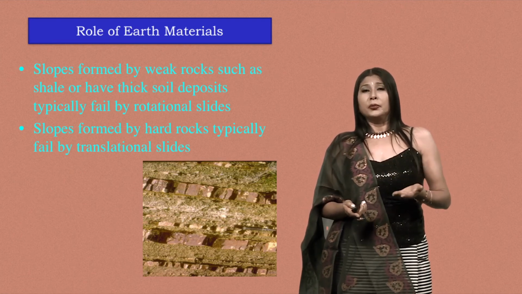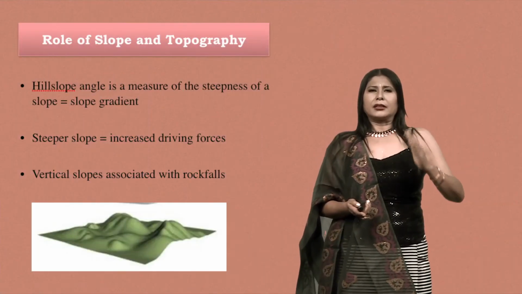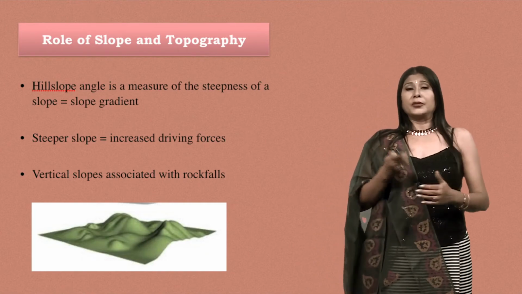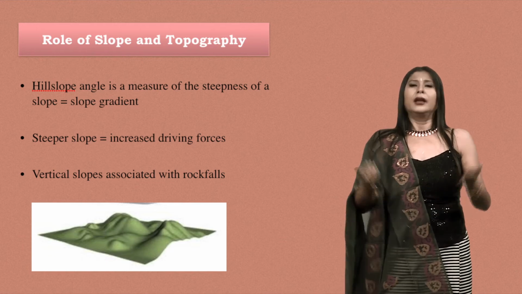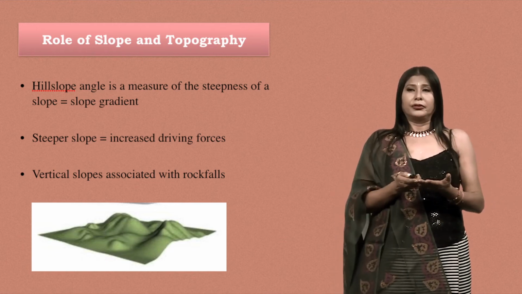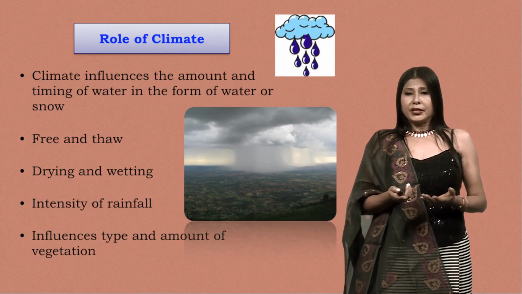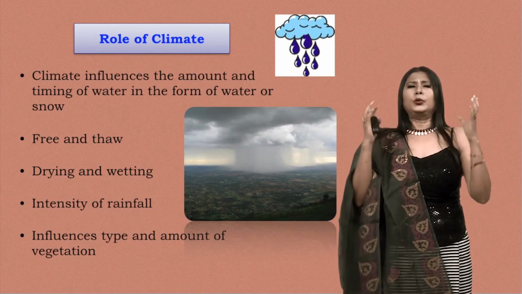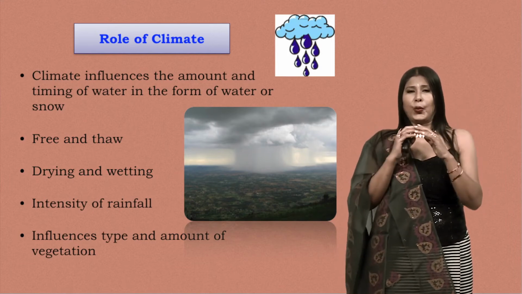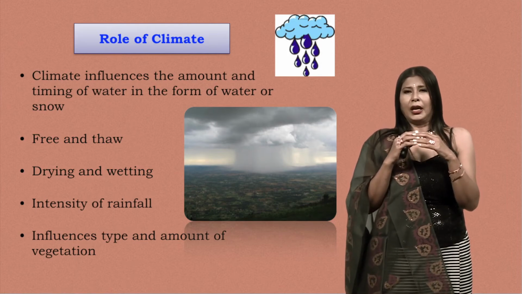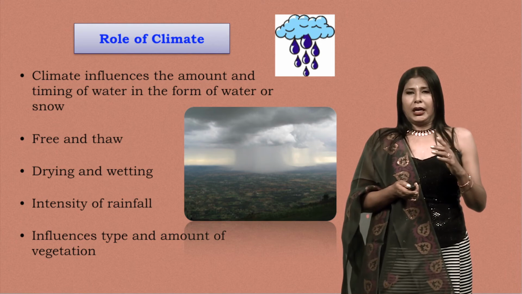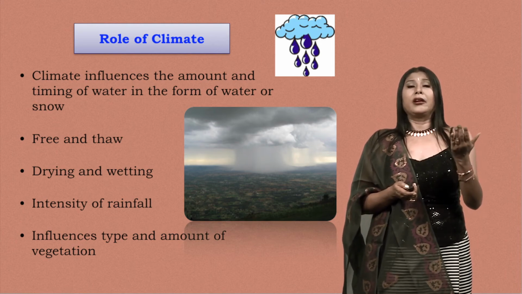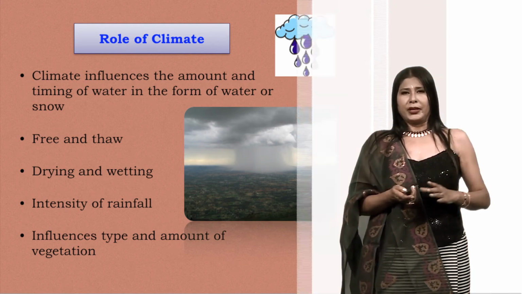it will promote more. And when the slope becomes steeper or land is higher, there will be more of mass movement. And then climate, I do not need to say, all work, freeze and thaw, drying and wetting, intensity of rainfall, all this will play a very, very important role in the triggering of the mass movement.